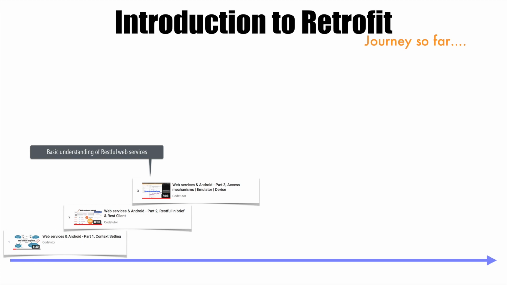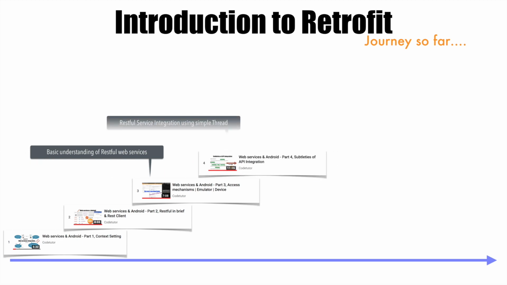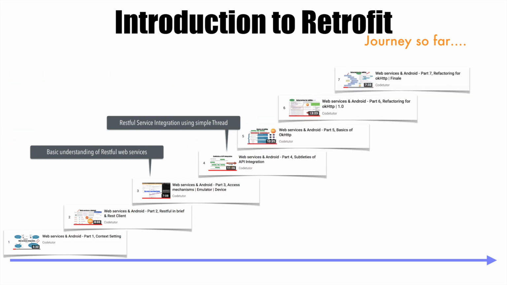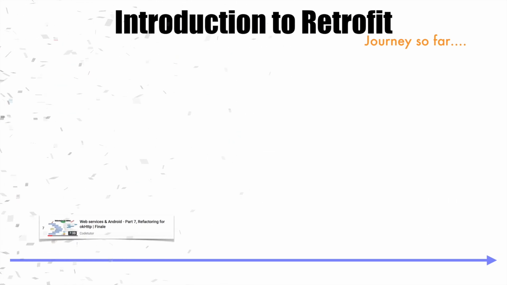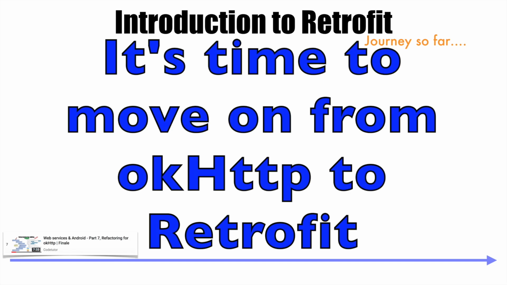And then we had a brief look at how to consume a web service using a simple thread. But we realized that using a thread is not a very efficient mechanism, and that is when we started exploring OkHttp. In the last video, we had a look at the completely refactored code using OkHttp to carry out all the different RESTful APIs like post, get, delete, and put. So after the discussion so far, it is high time that we explore how to continue further.